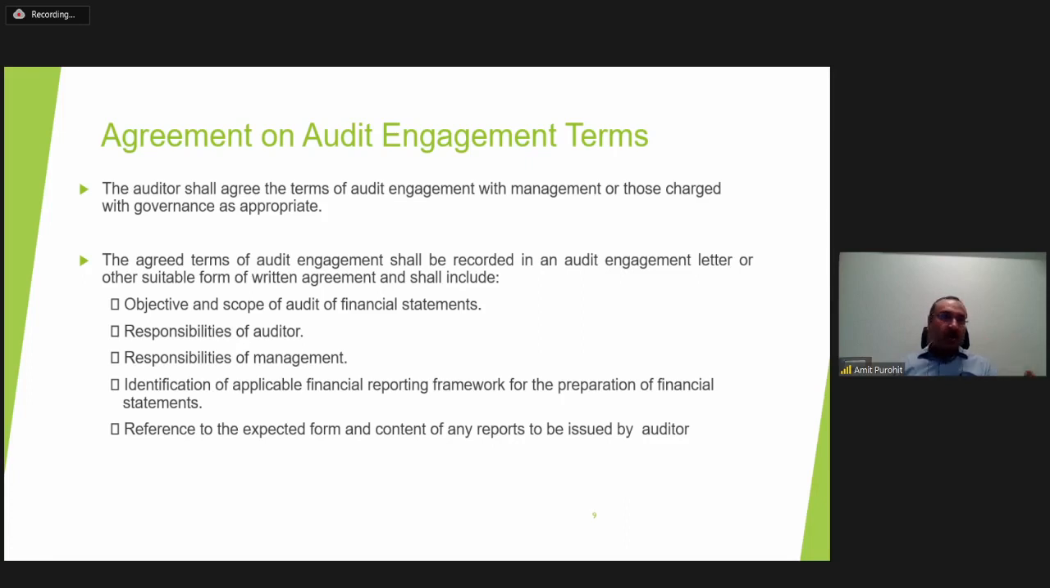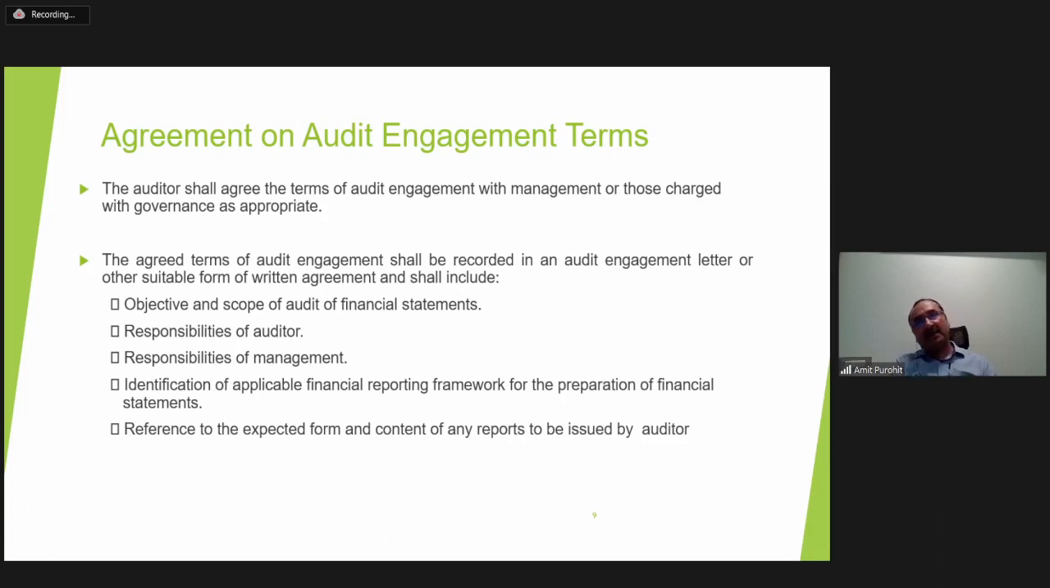The typical audit engagement letter would include the objective and the scope of the audit of financial statements, the responsibility of the auditor in conducting the audit, the responsibility of the management in providing the information to the auditor so that it helps the auditor to conclude his audit and give his opinion, and identification of the applicable reporting framework. So this engagement letter will also mention the framework which the auditor is going to use for auditing the financial statements, and based on this, the report will be given by the auditor. And any reference to the expected form and content of any report to be issued by the auditor.